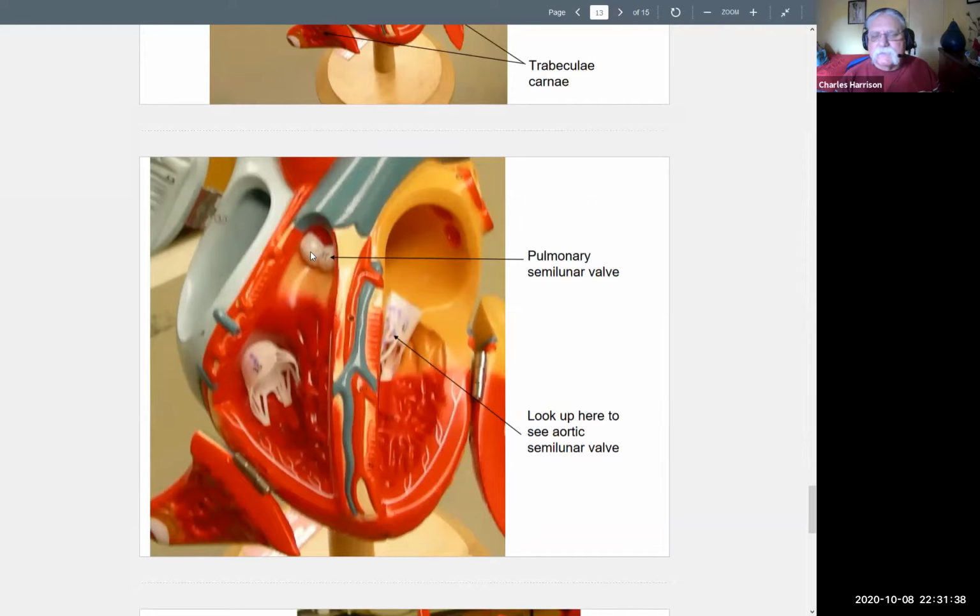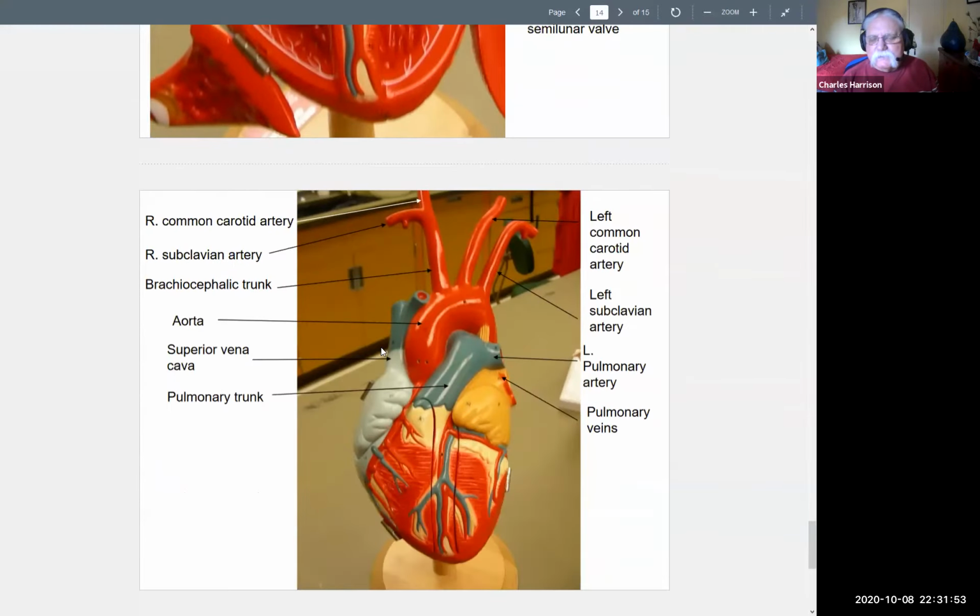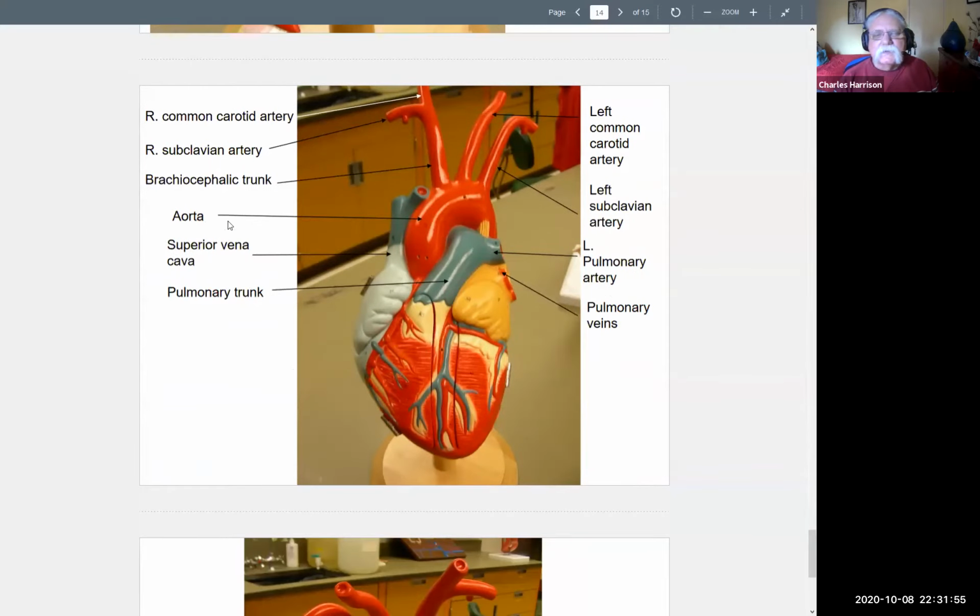Here's the pulmonary semilunar valve again. Here's the mitral valve. To see the aortic semilunar, I don't know why they made this one so many times because they're not showing it. Okay. Anything we haven't seen here?